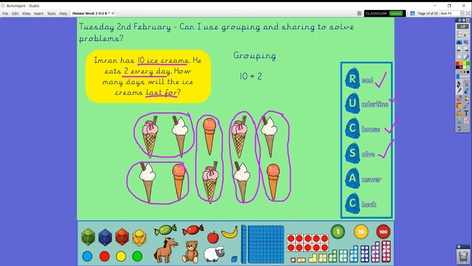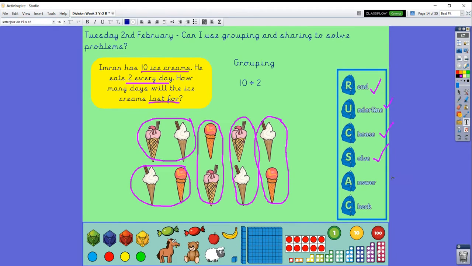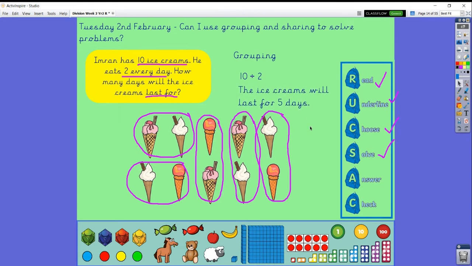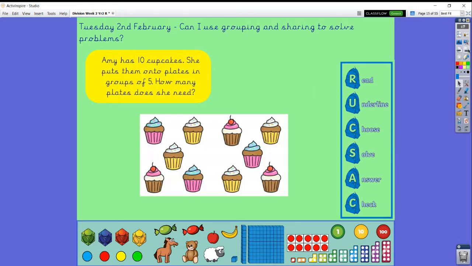So we have got to write our answer now. And I can write that 1, 2, 3, 4, 5. I can write the ice creams will last for 5 days. Super stuff. So we've now got one for you to have a go at. Work through rucksack, and I'll go through it with you in a second.